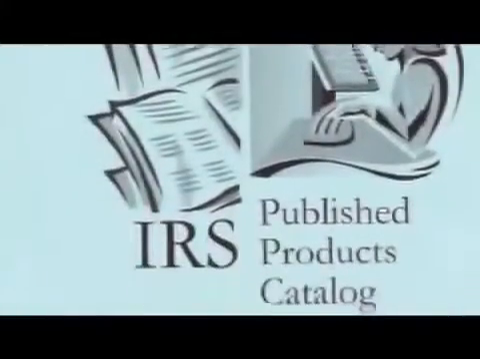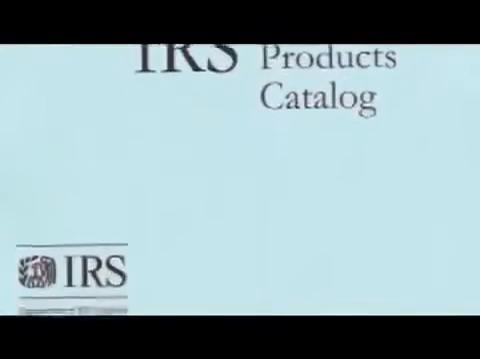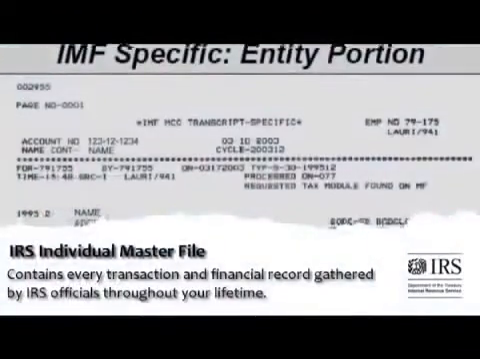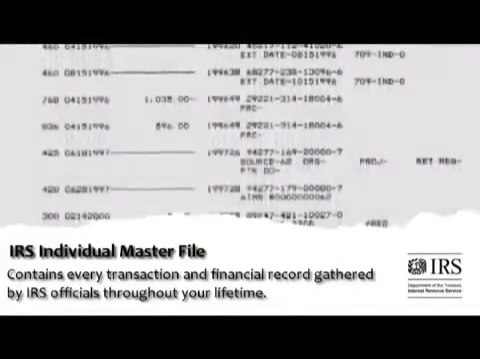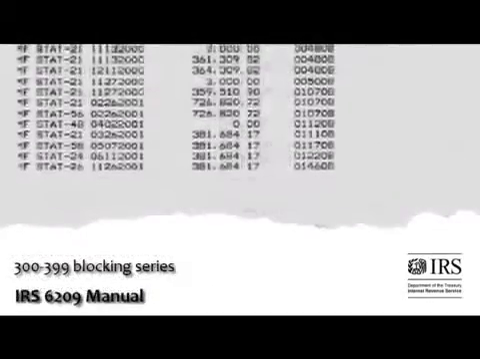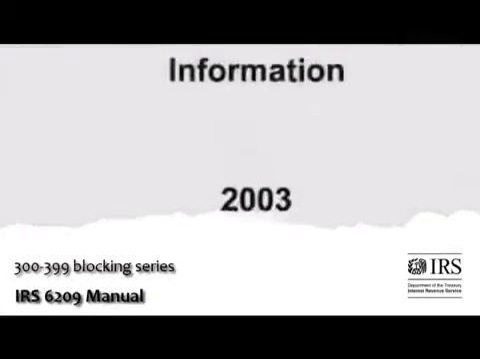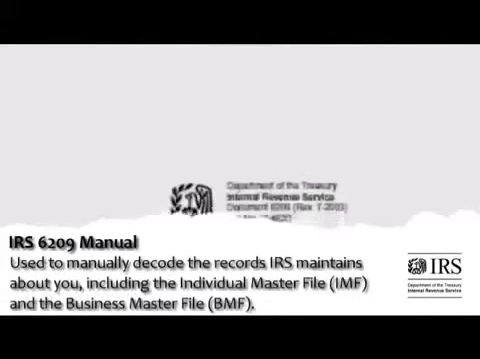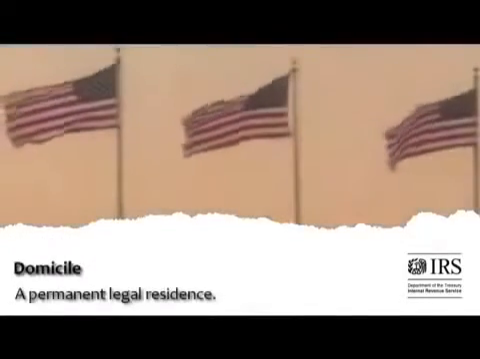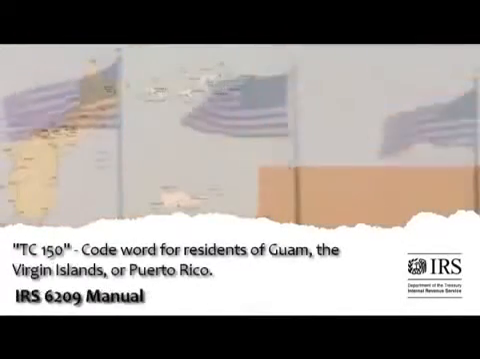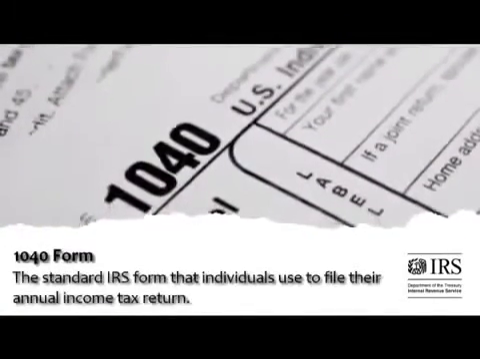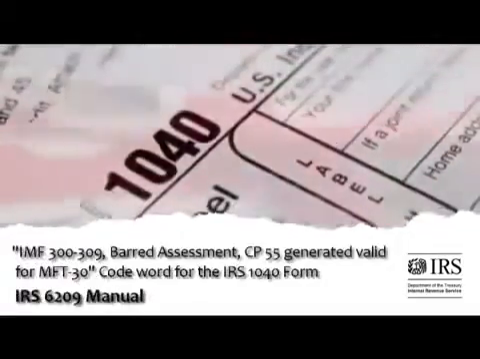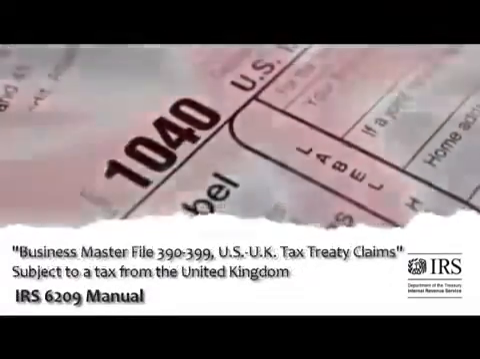The evidence proving income tax is paid to the United Kingdom is found deep within the IRS Individual Master File, which contains every transaction and financial record gathered by IRS officials throughout your lifetime. One of these codes determines what kind of tax you are paying. After looking this code up within the IRS 6209 manual, you find that they have incorrectly classified all Americans as domiciled corporations in either Guam, the Virgin Islands, or Puerto Rico. Furthermore, all taxpayers who filled out a 1040 form are subject to a tax for doing commerce with the United Kingdom under a treaty with the United States.